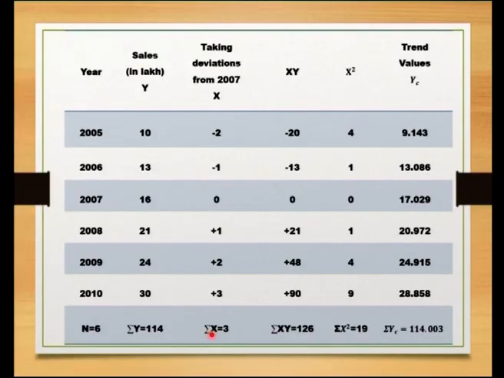Now, we see summation y is equal to 114 and n is equal to 6, that is number of years is 6 and summation x is 3, it is not equal to 0, that should be noted here, and summation xy is 126 and summation x square is 19. These trend values are yet to be calculated. Okay. So, we shall do this.